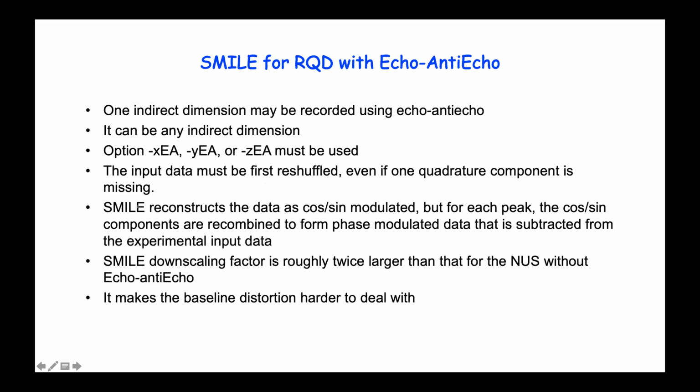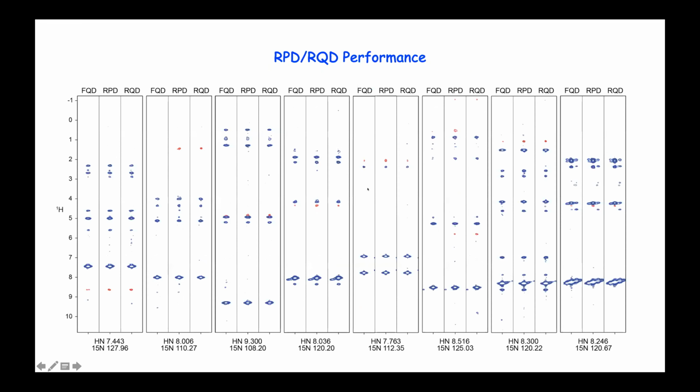The other thing is that, like I explained, we reconstruct cosine and sine, but then we recombine to form phase modulated data, because that's what is in the input data. That's how the program cleans up. And the downscaling factor is different from without the echo anti-echo. And the baseline is a little bit harder to do. And I actually applied this to a NOISY spectrum, a fully sampled, high signal to noise NOISY. I think it's the same NOISY that we used for the NUSCON competition.